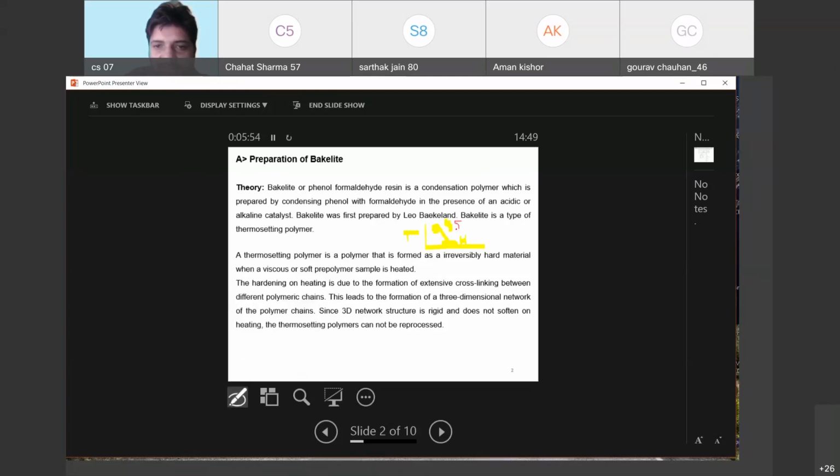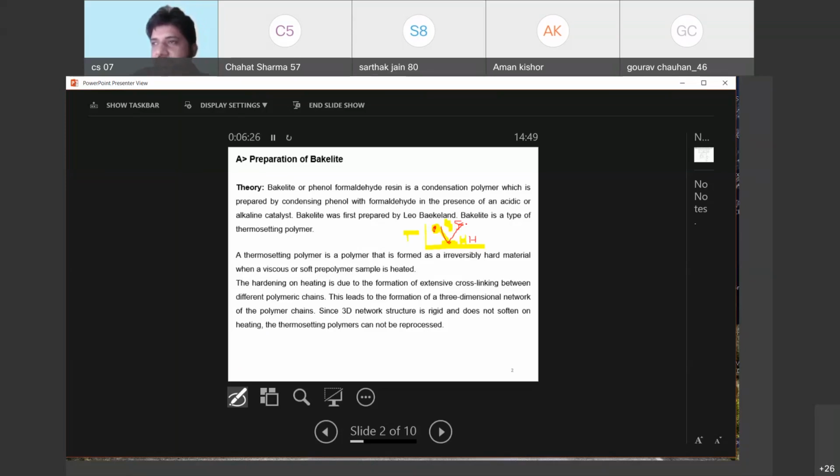S represents soft and H represents hard. Once you prepare them, we basically perform the reaction using some temperature conditions. First they are soft at high temperature. Once you cool them, they become hard. And once they become hard, when you heat them again to get the soft material, you will not get it.